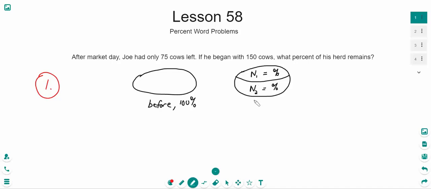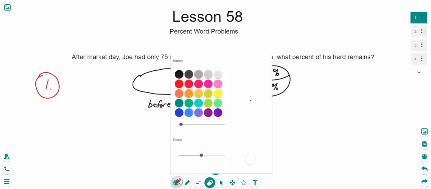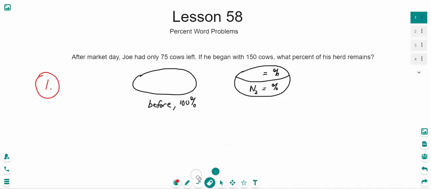It could be number 1. It could be number 2. We don't really care which one it is. It doesn't really matter at this point. So let's just substitute it in for maybe number 1. And maybe just to show this, we'll just say 75 cows. Maybe I'll just box it, and I'll just write in red 75 here. That's one of our numbers, okay?